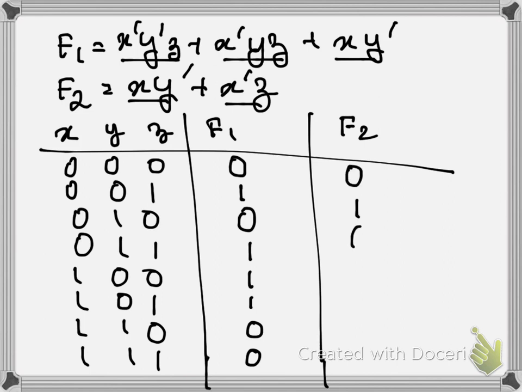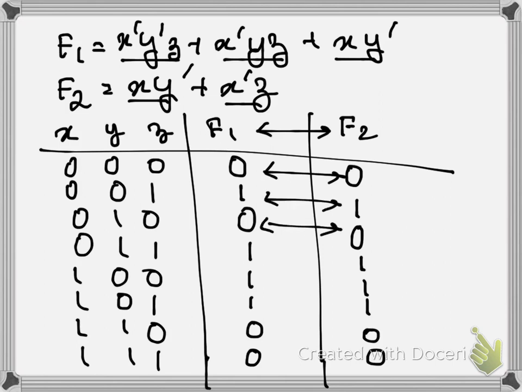0, 1, 1, 1, 0, 0. Here you see f1 and f2, both of these are the same. The output is the same. For the same input, you get the same output. So the functions f1 and f2 are said to be equivalent.